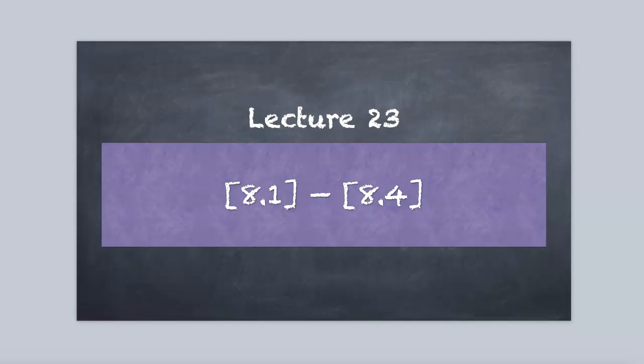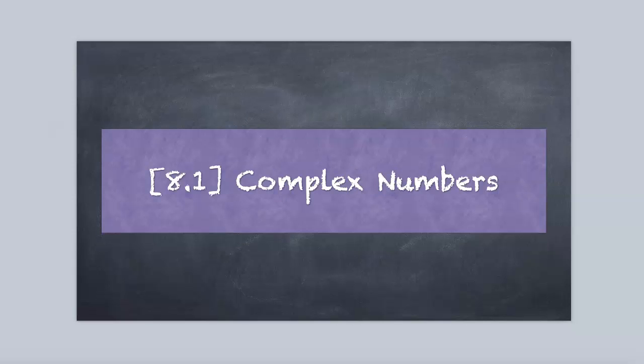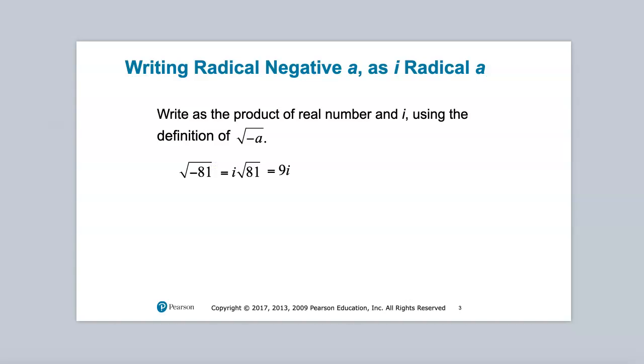In Lecture 23, we will be covering 4 sections, 8.1 through 8.4, starting with 8.1, complex numbers. Something you should have learned in an earlier class is that the square root of -1 is the same as the imaginary number I, so that if you have the square root of -81, you could rewrite that as I times the square root of 81, and that becomes 9I.